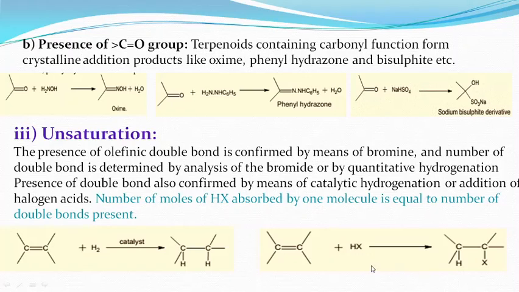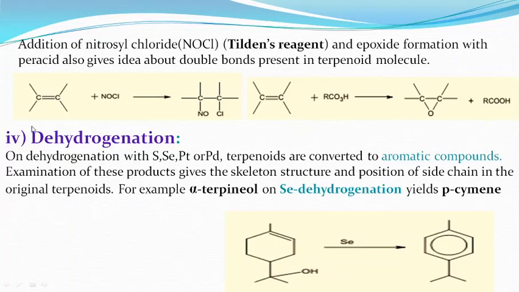The number of moles of hydrogen halide absorbed by one molecule is equal to the number of double bonds present in the terpenoid. Addition of nitrosyl chloride, that is Tilden's reagent, and epoxide formation also give an idea about the double bond present in the terpenoid molecule. Here is the nitrosyl chloride addition, and here, if a peracid is taken, epoxidation of the double bond takes place.